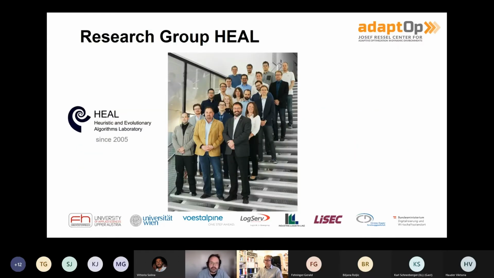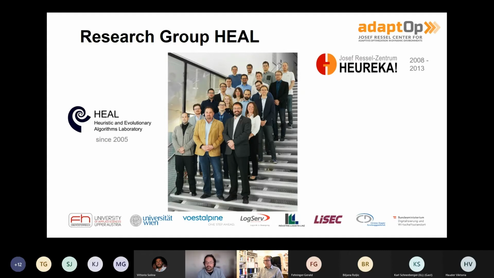So we are the research group for heuristic and evolutionary algorithms. And you might note Michael Affenzeller just in the middle, in the front row, who is the head of our research group and also one of the main organizers of this ISM conference. So in the meantime, we have been quite growing. We started our work at the campus Hagenberg in 2005, and we have been working on solving operations research optimization problems since that time.